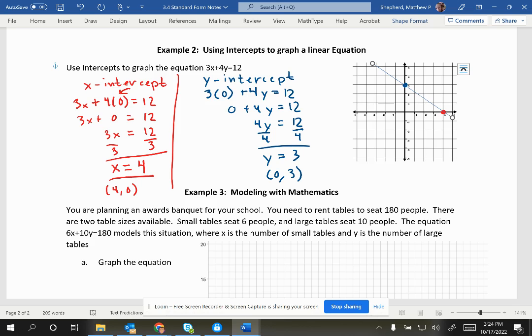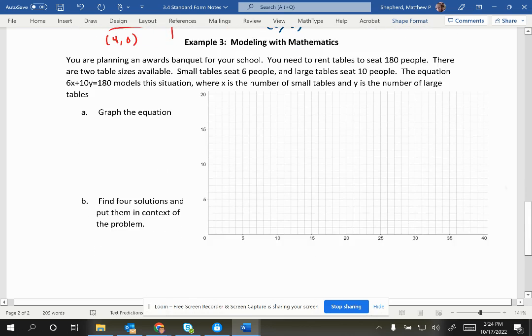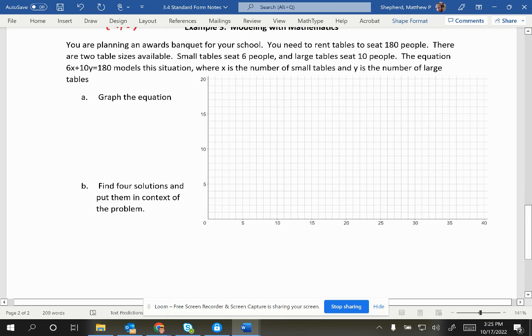All right, so let's see this in an application setting. So you must feel pretty special because you are planning an awards banquet for your school. You need to rent tables to seat 180 people. There are 2 table sizes available. Small tables will seat 6 people. Large tables will seat 10 people. The equation to model this is going to be 6x plus 10y equals 180, where x is the number of small tables and y is the number of large tables.